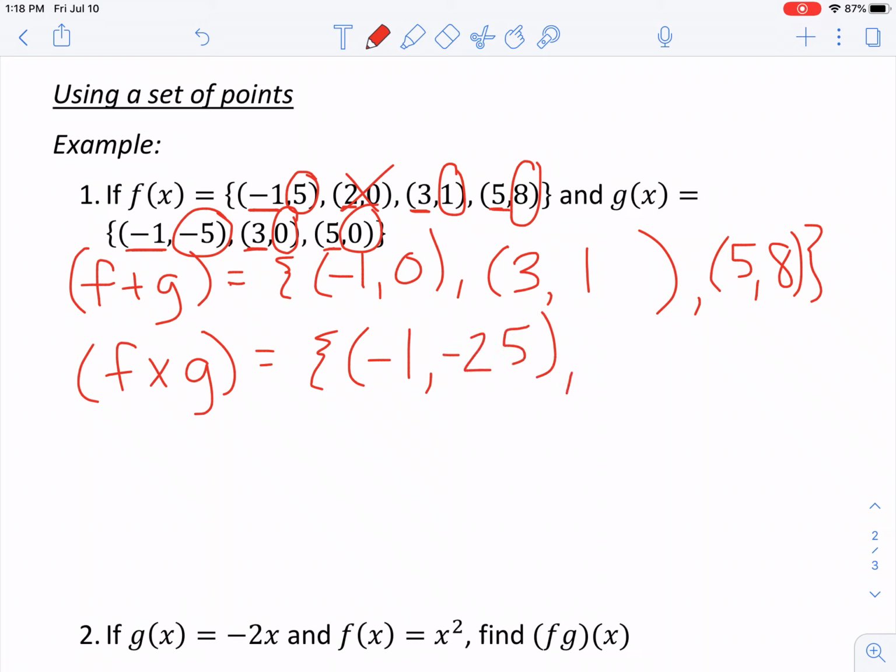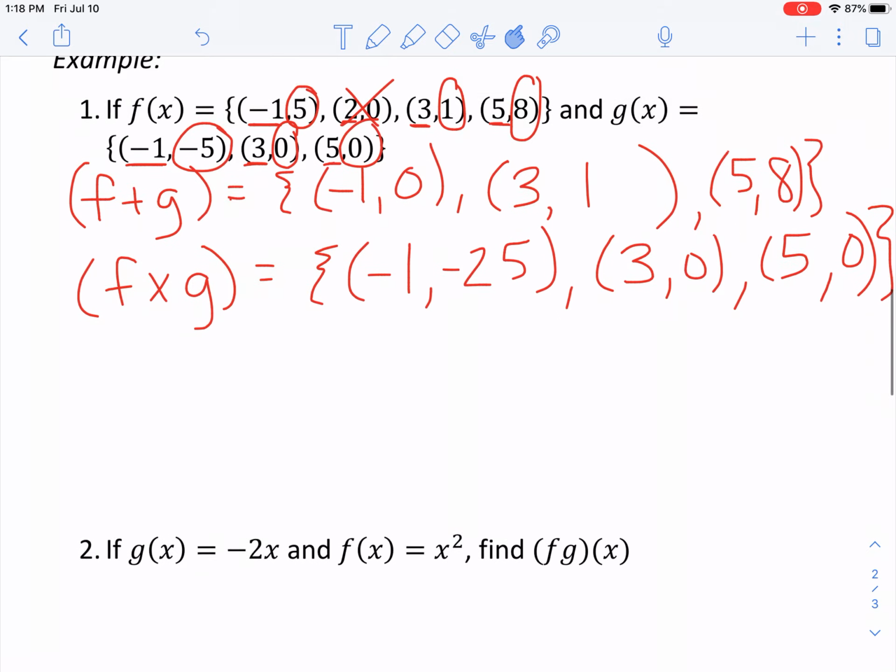Again, at x equals 2, f at x has a y value, but g at x doesn't. So I'm going to skip ahead to when x equals 3, and 1 times 0 is just 0. So (3, 0). And finally, when x equals 5, 8 times 0 is also 0. So that's how you deal with a set of points. It could also be organized in a table the same way.